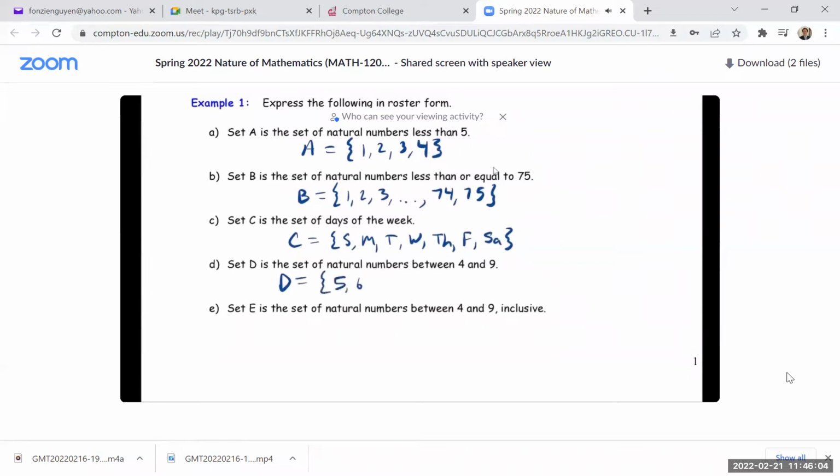Yep, 5, 6, 7, 8, because those are the numbers that are between 4 and 9. All right. Set E is the set of natural numbers between 4 and 9 inclusive. Anybody know how that word inclusive changes the answer? So is it 4, 5, 6, 7, 8, 9? Yeah, you got it. You just have to include 4 and 9 as well. So that's what inclusive means. You're just including it. Very good.